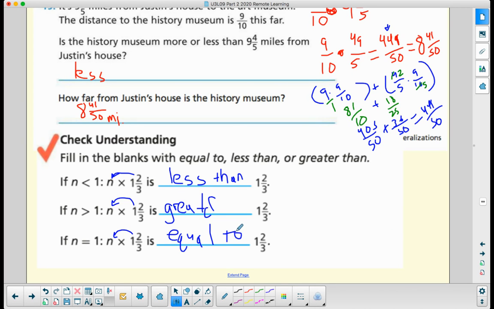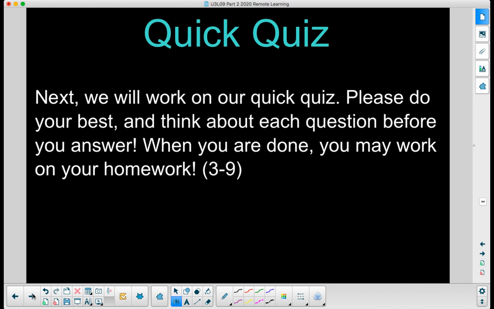So whenever you're multiplying, you can always compare to figure out where your product is going to be around. Compare it to the other factor. If the other factor is less than 1, the product's going to be less than your factor. If the other factor is greater than 1, your product's going to be greater than your factor. If the other factor is equal to 1, your product's going to be equal to that other factor. So that finishes lesson 9. If you're going through the entire unit, you will now do the quick quiz. Good luck with your quick quiz.